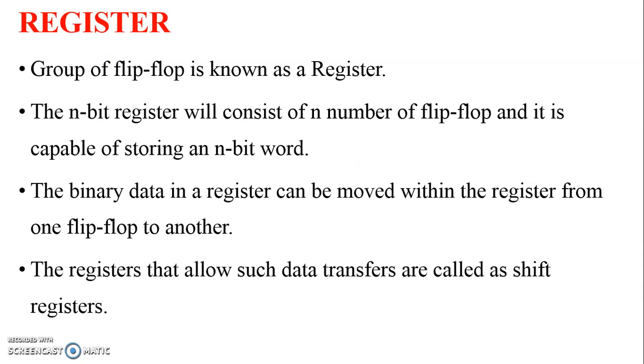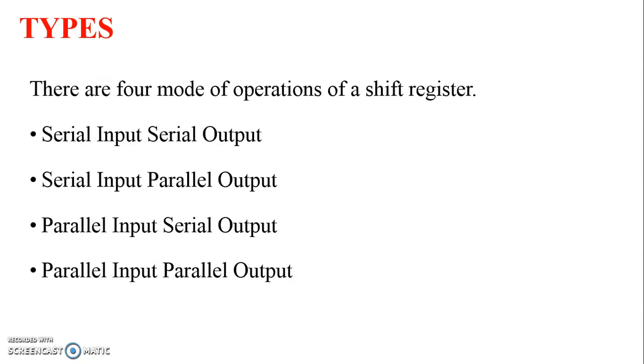A group of flip-flops connected together is called a register. An n-bit register consists of n flip-flops, and it is capable of storing n-bit data. The binary data in a register can be moved within the register from one flip-flop to another flip-flop. The register that allows such data transfers is called a shift register. So a shift register is one which transfers the data from one flip-flop to another flip-flop.